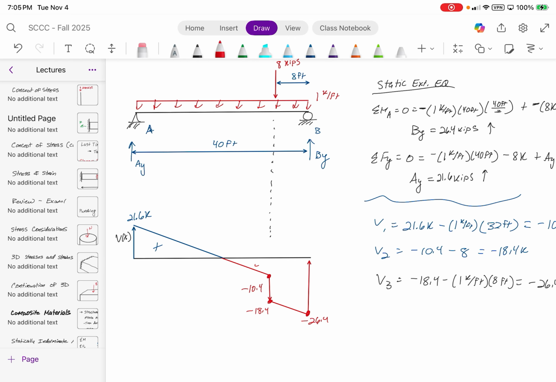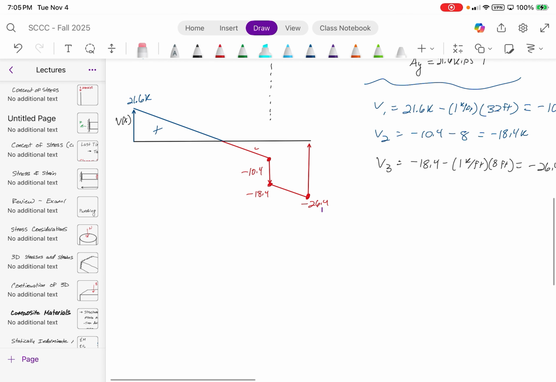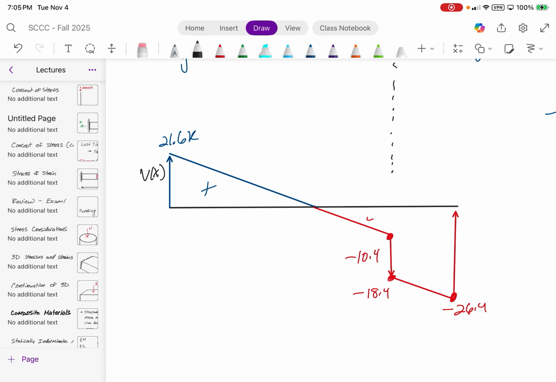Did everyone get that? Good. Now, for the bending moment diagram. What we need to do, again, take the areas. What do we notice here? We notice that there's a point crossing 0 in between 2 points of interest. So what we need to do is determine where this location is. Let's call this location A.